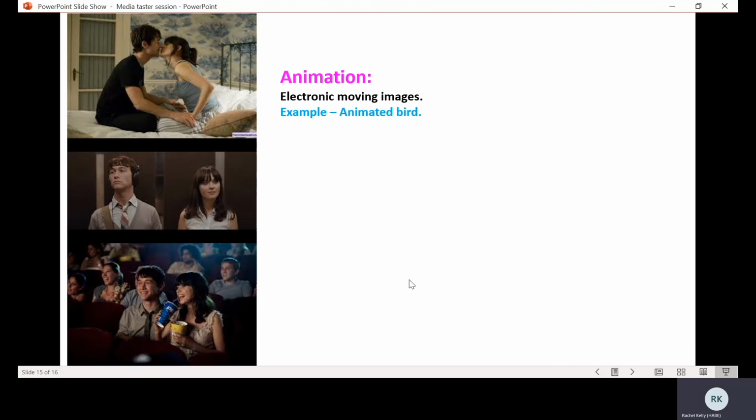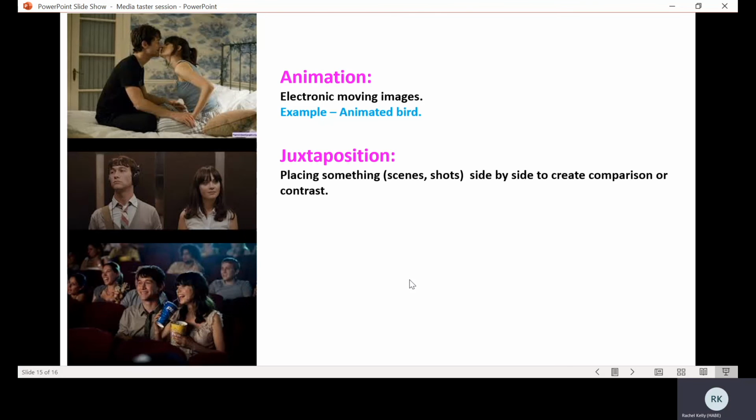We saw the animated bird for animation. And finally, for juxtaposition, we saw fountains going off. So the fountains were juxtaposed to him, and they were really representing how happy he was feeling. Now, I hope you got all of those. I hope you enjoyed that.